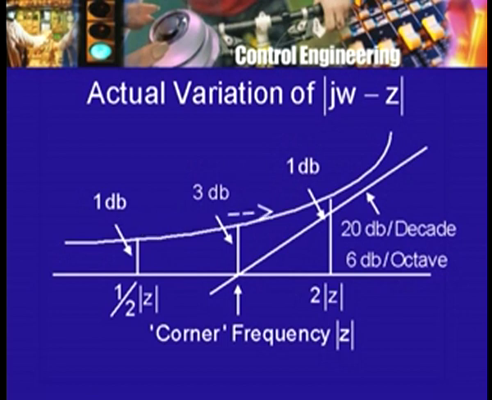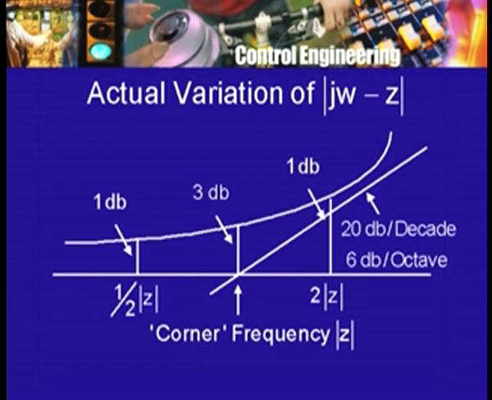Now, obviously there is an error here, because the actual curve is like this, and the asymptotic curve is like this at the corner. So, what is the amount of this error? Now, again I will leave it to you to do on your own, do not look at the book. Look at this expression modulus of j omega minus z and put omega equal to the absolute value of z. You can take a numerical example if you wish, and then find out what is the difference between this value, which is the DC gain, and the exact value at the corner frequency. Then one can show that this is very close to 3 dB.